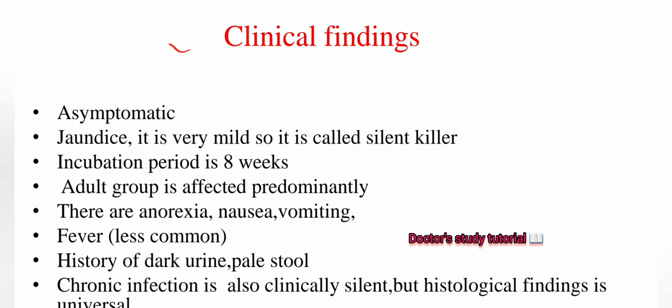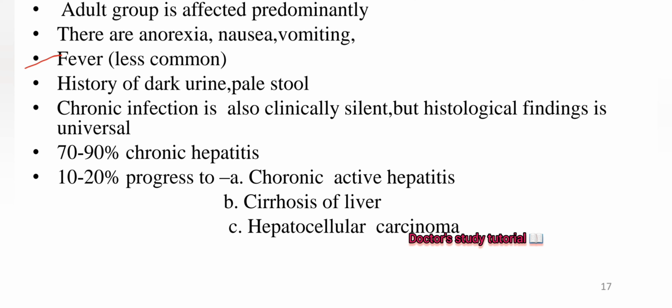Another viva and written question is clinical findings. The clinical finding of hepatitis C is asymptomatic jaundice. It is very mild, so it is called silent killer. Incubation period is 8 weeks. The adult group is affected predominantly. There are anorexia, nausea, vomiting. Fever is less common, with history of dark urine and pale stool. Chronic infection is also clinically silent, but histological findings are universal. 70 to 90% develop chronic hepatitis, and 10 to 20% progress to chronic active hepatitis, cirrhosis of the liver, and hepatocellular carcinoma.